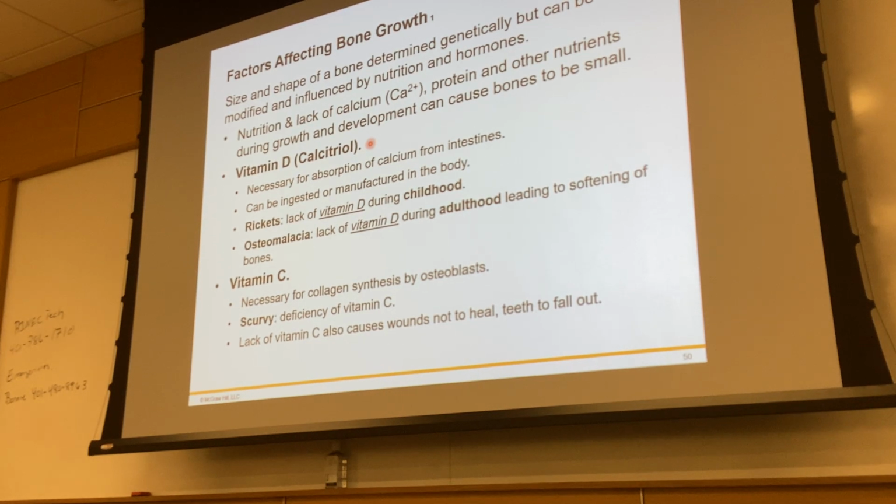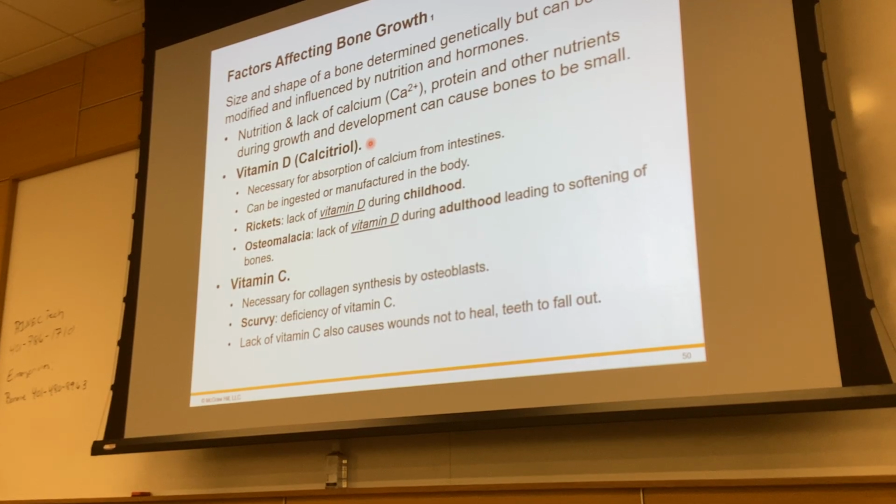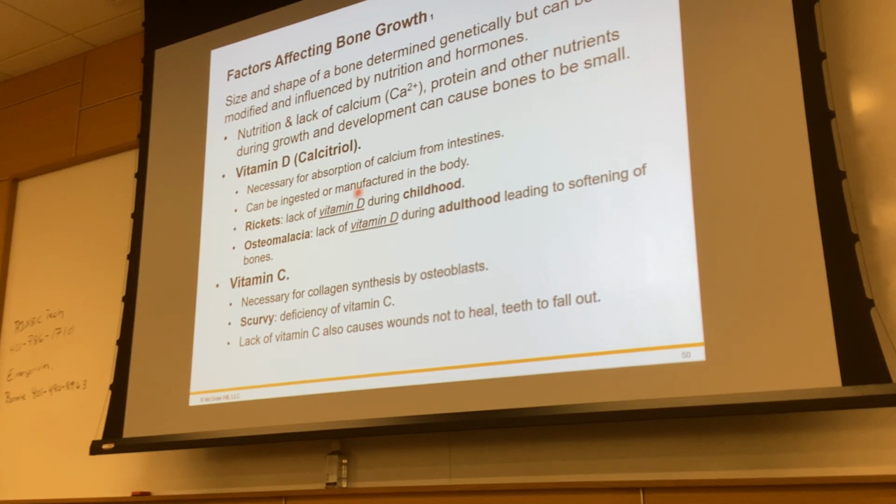Where can we get vitamin D? From the sun. What system helps produce vitamin D? The integumentary system, right? In addition to vitamin D, you can also absorb it from the diet. You can lose it through urination.